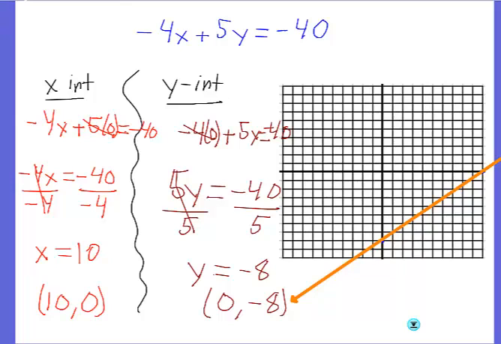Again, the process is always the same. To find your x-intercept, you substitute 0 in for y and solve for x, because the solution always has a 0 in for y for your x-intercept. Then for the y-intercept, you substitute a 0 in for x, because we know that the x value of your y-intercept is always 0. Solve for y, plot your 2 points, put it on a graph.